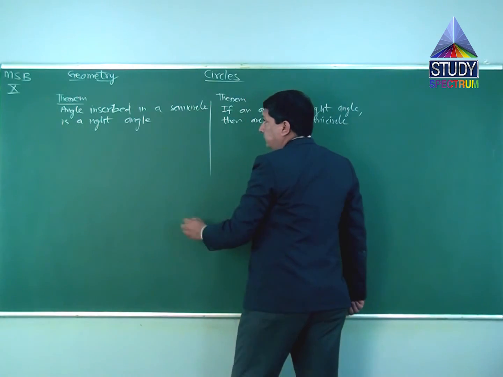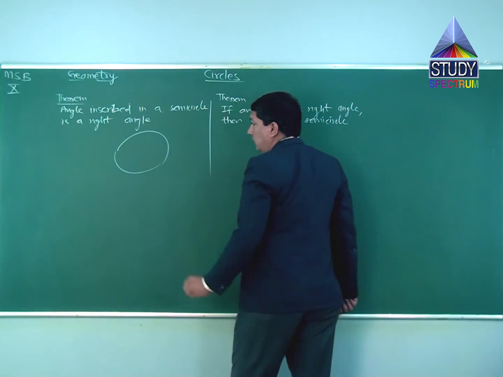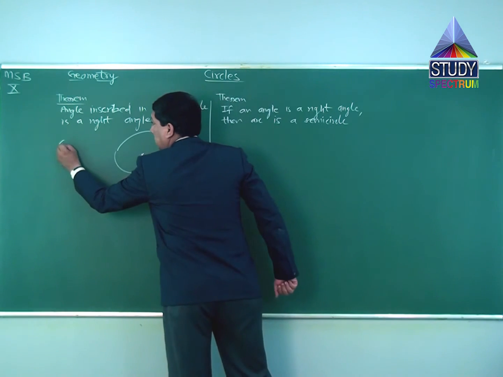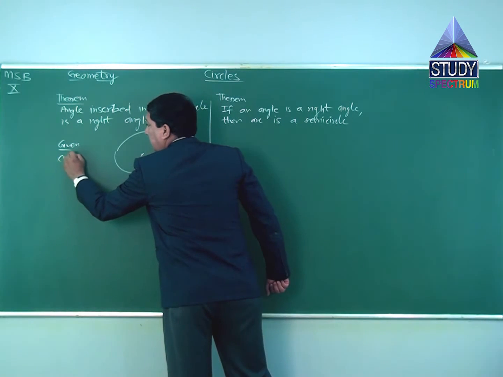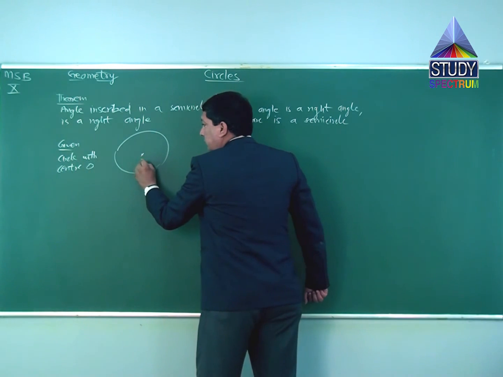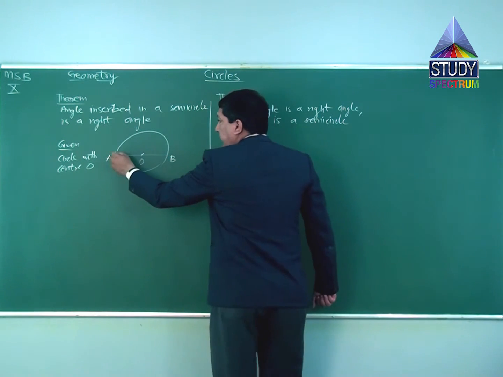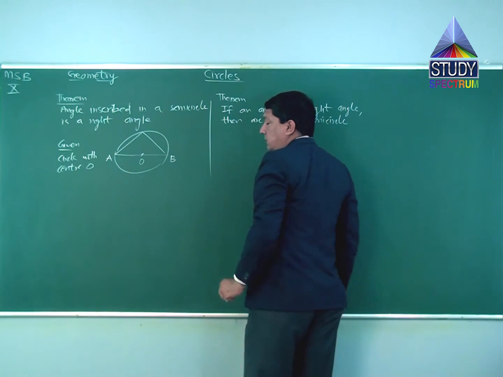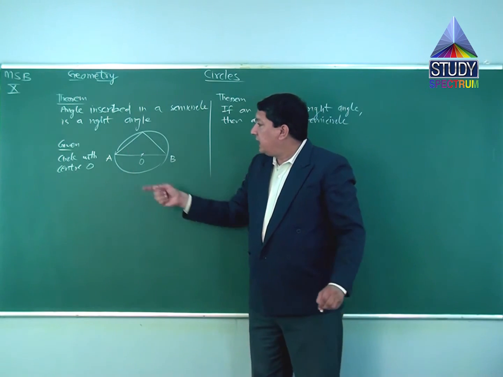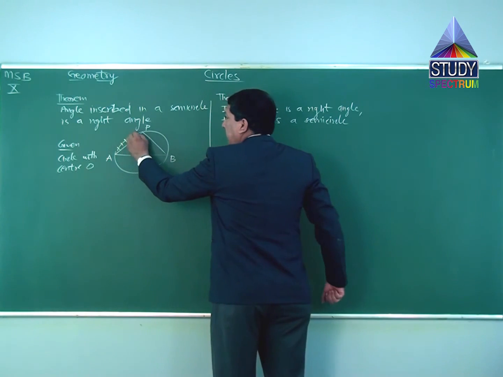See the first one. Given to us is one circle with center O. I'll write down what is given: circle with center O, points A and B, and there is one angle. Now, angle inscribed in a semicircle is a right angle. In this case, angle APB is inscribed in arc APB.